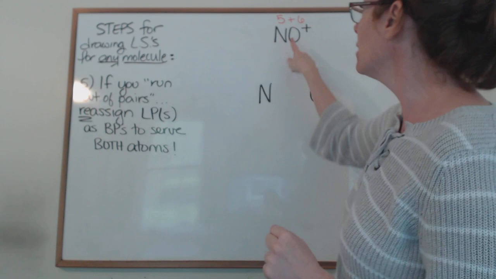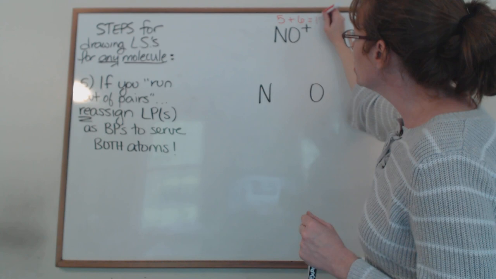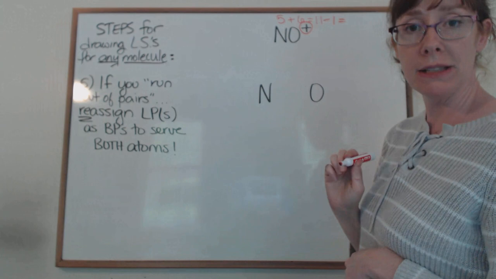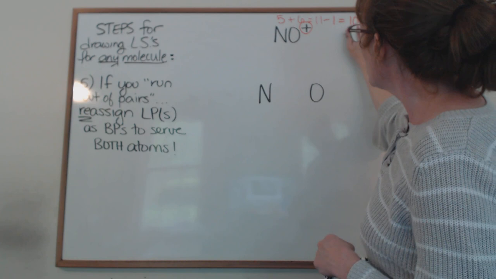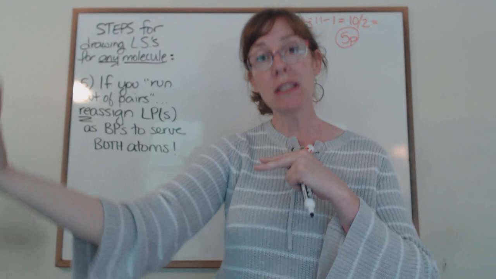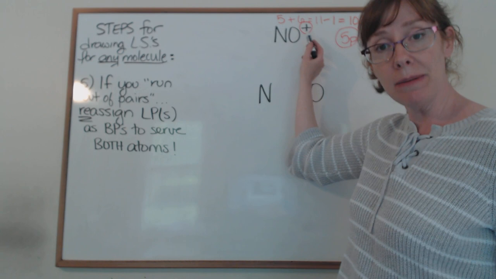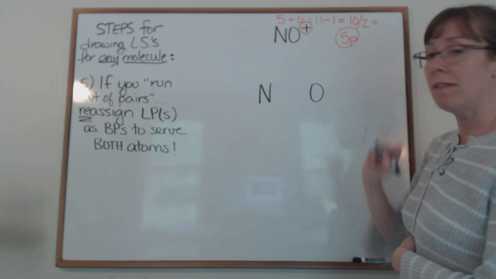So whatever you get for your total, 11, you're going to have to subtract 1 for every positive charge. So this one only has 10 electrons, and still now we divide by 2, and we get our 5 pairs. In the same way, sometimes you'll have to add electrons if you have an anion. So be careful of that. Charged polyatomic ions, which this is, you got to make sure you adjust the number of electrons based on the charge. 5 pairs of electrons, let's follow our rules.